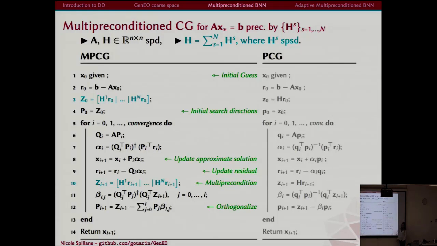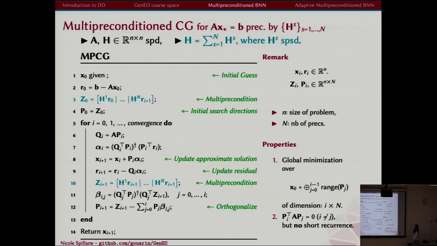So something very unfortunate happens here, which is that we lose the short recurrence property, and we have to orthogonalize against all previous search directions. So that's why there's a sum here. Okay, so the magic that happens in CG doesn't happen in this case. So the difference with PCG is that the preconditioned residual and the search directions are blocks of vectors. The similarity with PCG and difference with block CG is that we still only have one approximate solution and one residual and also one right-hand side.